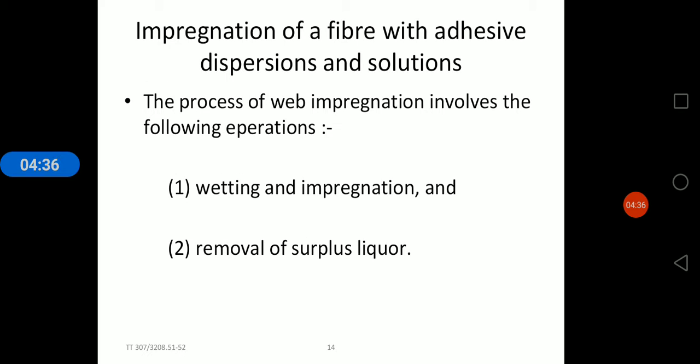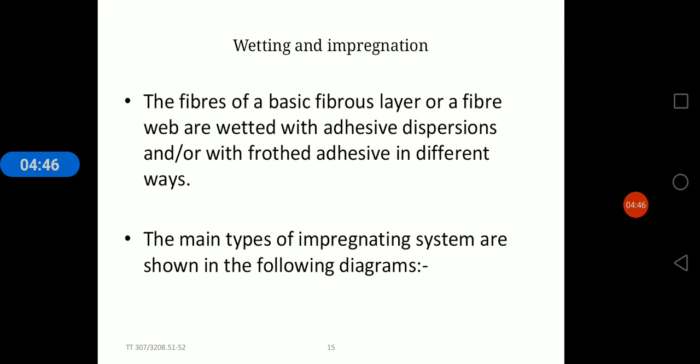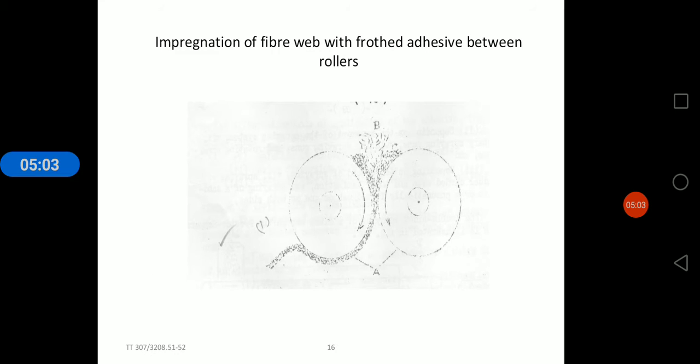Impregnation of fiber with adhesives, dispersions and solutions. The process of web impregnation involves the following operations: wetting and impregnation, and removal of surplus liquor. In wetting and impregnation, the fibers of the basic fiber layers or a fiber web are wetted with adhesive dispersions and are coated with adhesive in different ways. The main types of impregnating systems are shown in the diagrams illustrated.